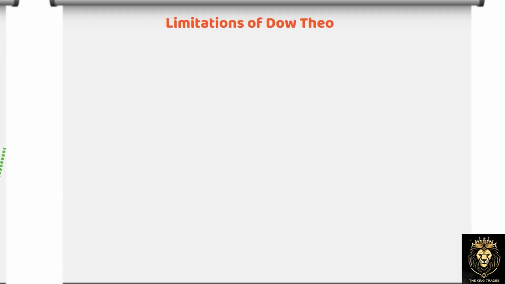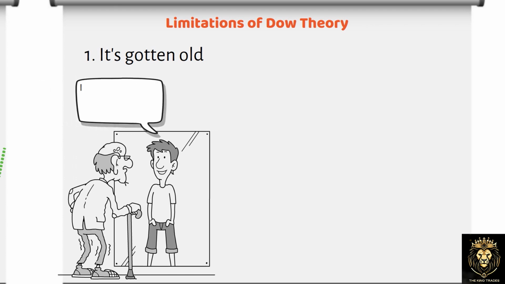Let's now understand some limitations of the Dow theory. The Dow theory was formulated in the 1900s using the structure of the economy and the market indices at that time. It's been more than a century since the theory was formulated, and the structure of the market and underlying economy has completely changed over time.